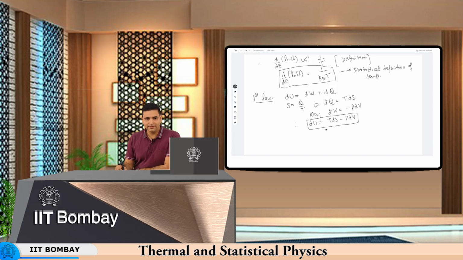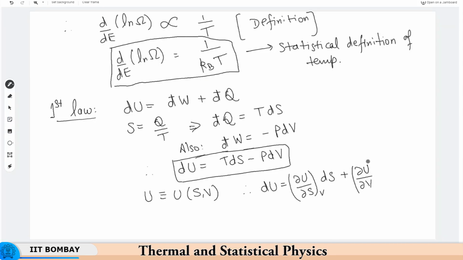Now you can see that in this case the internal energy is a function of two independent variables, which are entropy and volume. So therefore we can write its differential as follows: del U by del S, the partial derivative of U with respect to S at constant volume, times dS, plus del U by del V at constant entropy times dV.